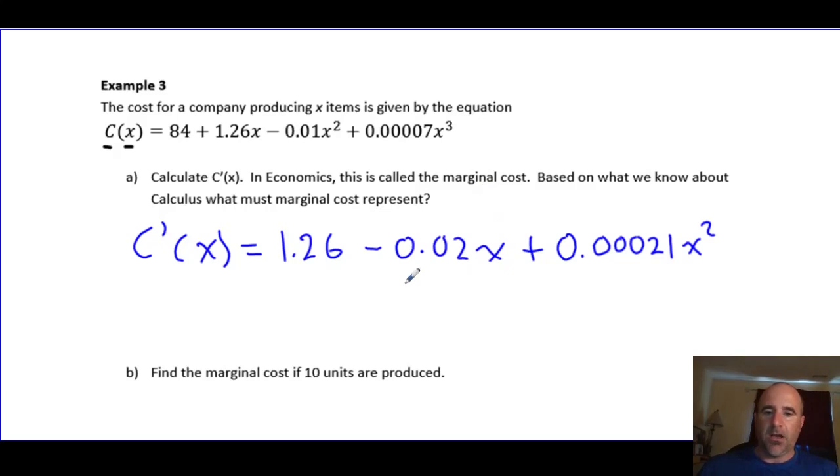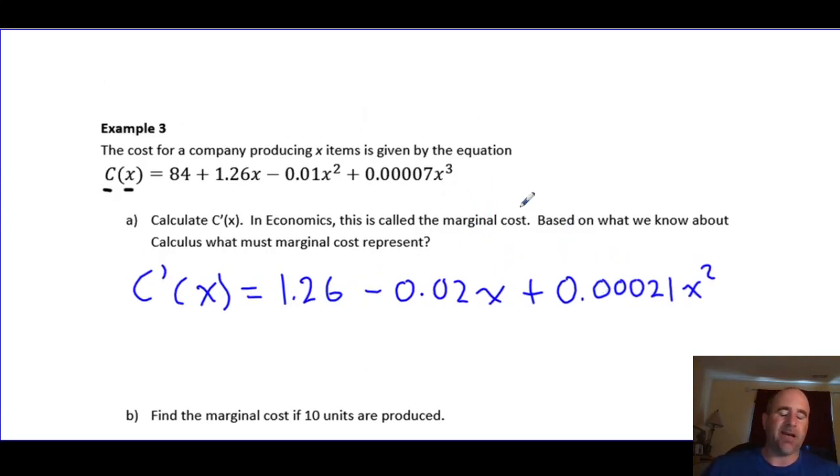This C prime of X is actually called the marginal cost. Based on what we know about calculus, what must that represent?